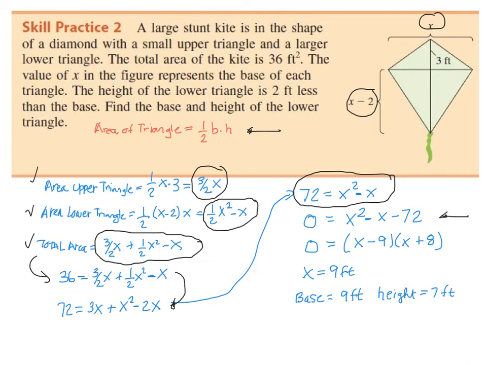This is factorable into two factors. We get 0 is equal to x minus 9 times x plus 8. We see that the negative 8 will not work in this problem. So x is equal to 9 feet. So the base x is equal to 9 feet, but the height of the lower triangle is equal to 7 feet.